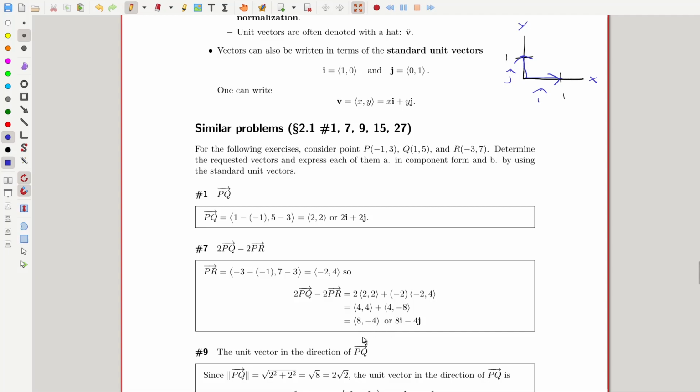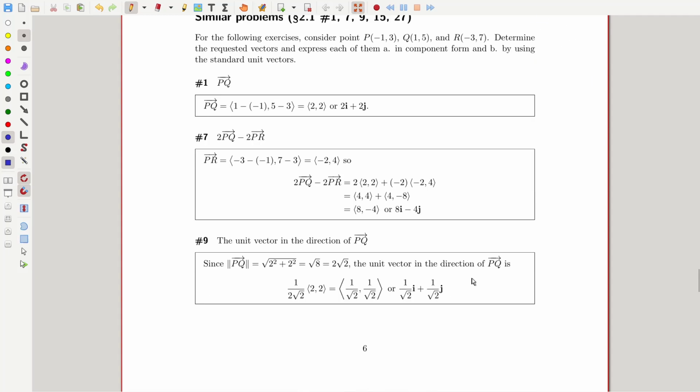And so you get the vector 8 comma -4. And if you write this in the form with standard unit vectors, that's 8i minus 4j. Okay. Number 9. Find the unit vector that is in the direction of PQ.